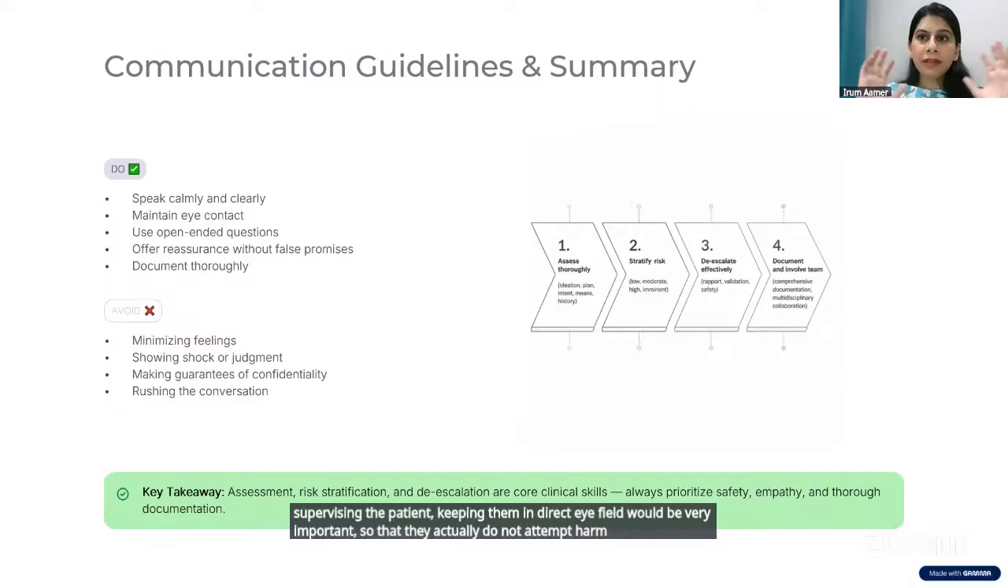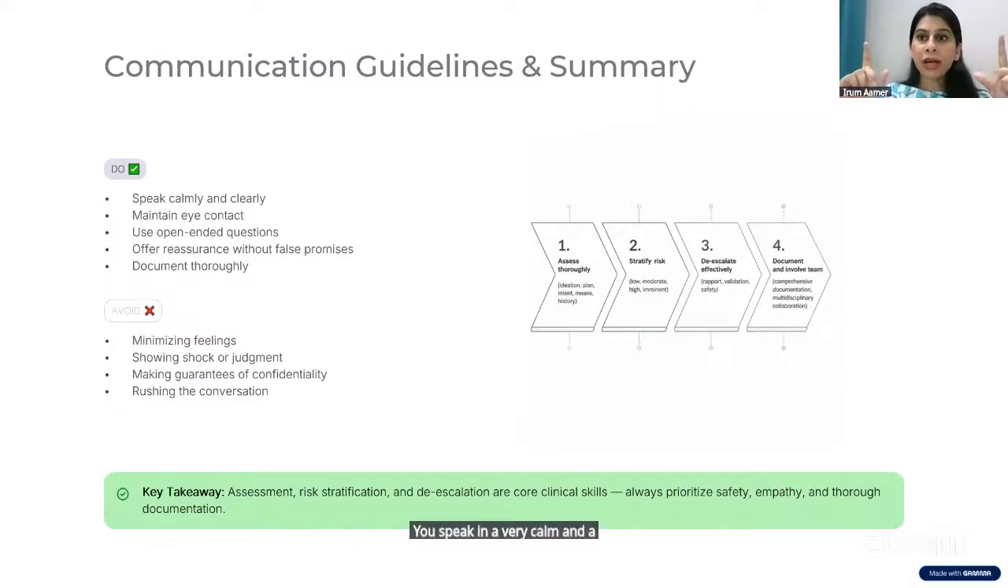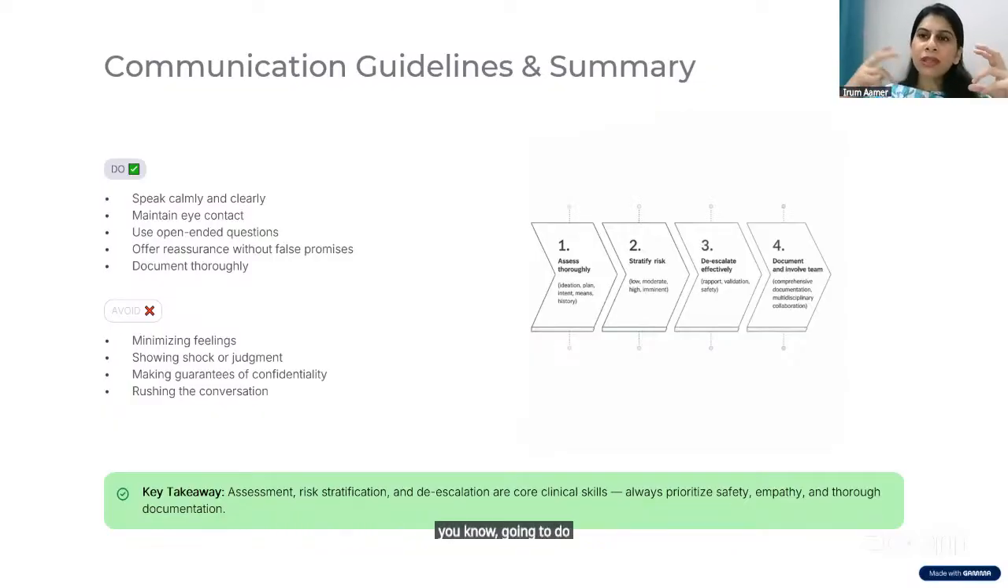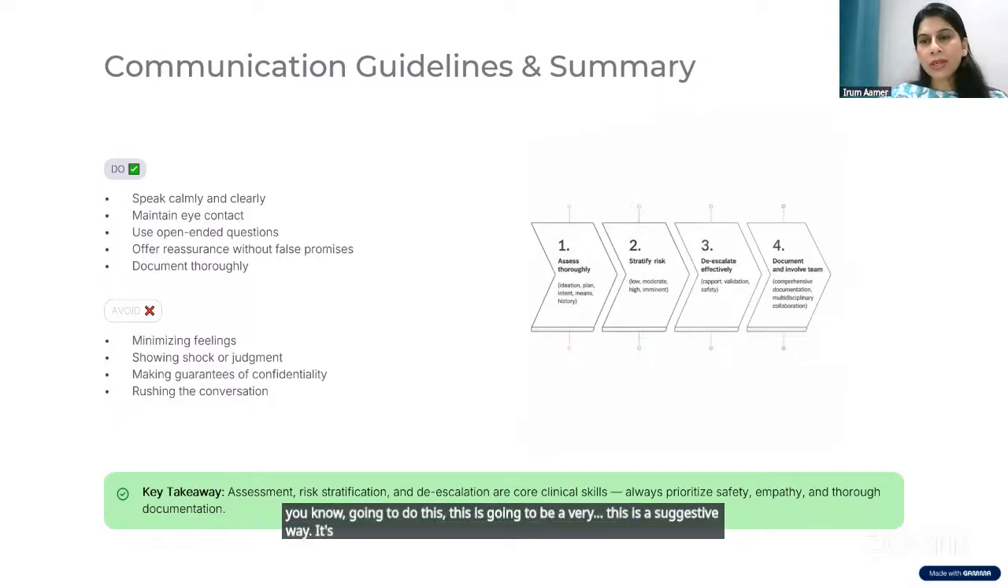You speak in a very calm and clear way. You maintain your eye contact. That's very important. Use open-ended questions like, how are you today? Or what brings you here today? What are you thinking today? Do not ask leading questions like, are you going to do this? This is a suggestive way. It's important to ask open-ended questions and then wait for the patient to answer back.